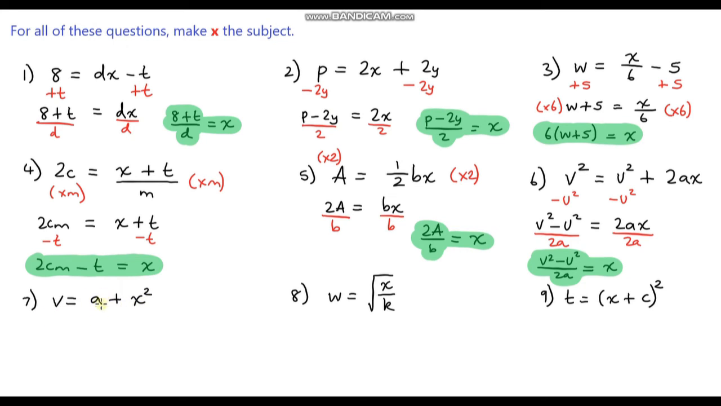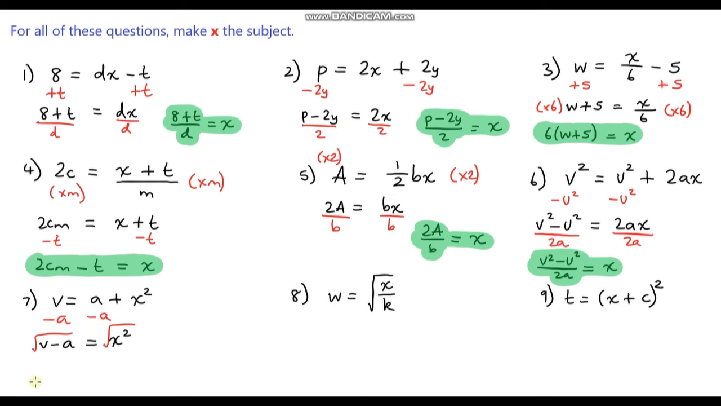So first of all, let's get rid of this a. I can subtract a from both sides. So on the left-hand side, I've got v minus a, and then on the right-hand side, I've just got x squared. Now, we want to get rid of this x squared. We just want x. So how can I get rid of this squared? Well, the inverse of squaring is square rooting. So I need to square root both sides. So if I square root the right-hand side, I need to square root the left-hand side.